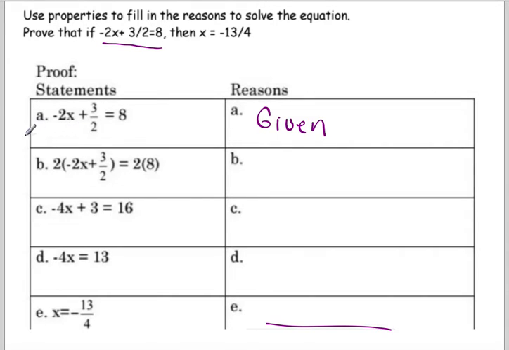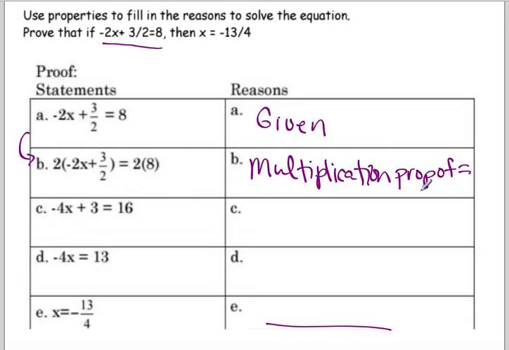So from step A to step B, we have to say over here, what did they do? From the first thing, they gave us the equation, that's here. From A to B, they multiplied both sides by 2. They're wanting to get rid of their fractions. That is multiplication property of equality. Now, I'm not going to count off if you don't have the property of equality for multiplication, addition, subtraction, that sort of thing, because they only have the property of equality. Again, it's the ones that have the property of congruence that you have to be extra careful of.